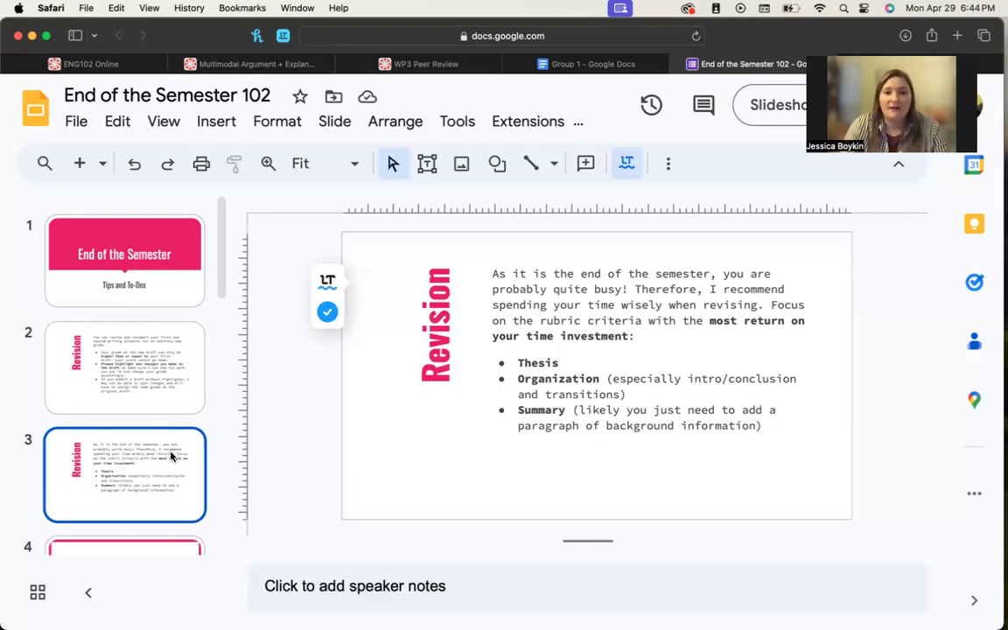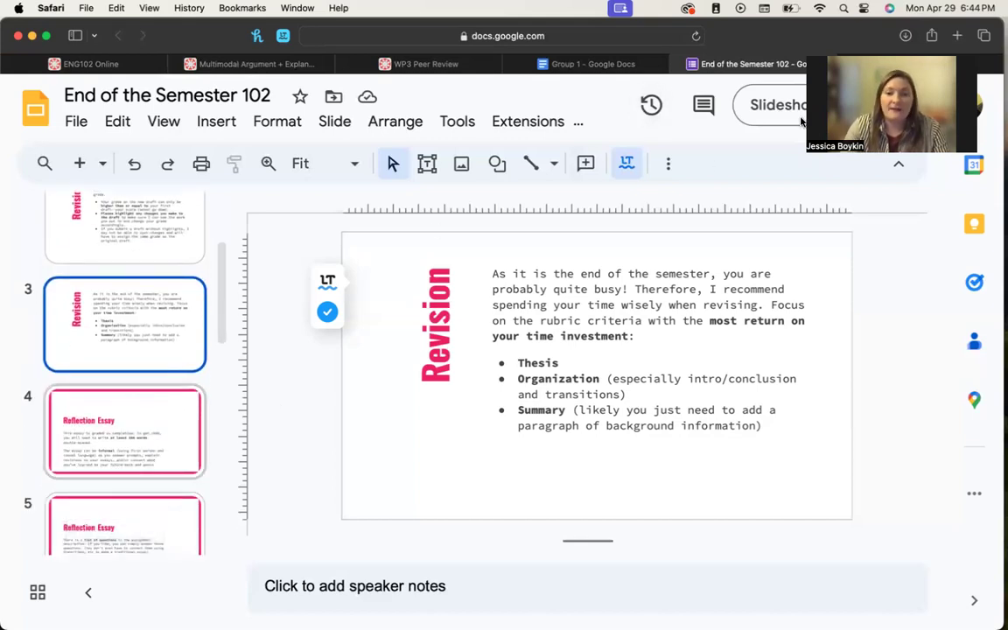Organization: add a conclusion or an introduction. Maybe you need to revise one of those. Maybe you need to add some topic sentences to your paragraph so it feels like the organization is a little bit more logical. There's lots of different things here. Some of you just need to break up paragraphs. That's very easy to do, right? And you get some points back.